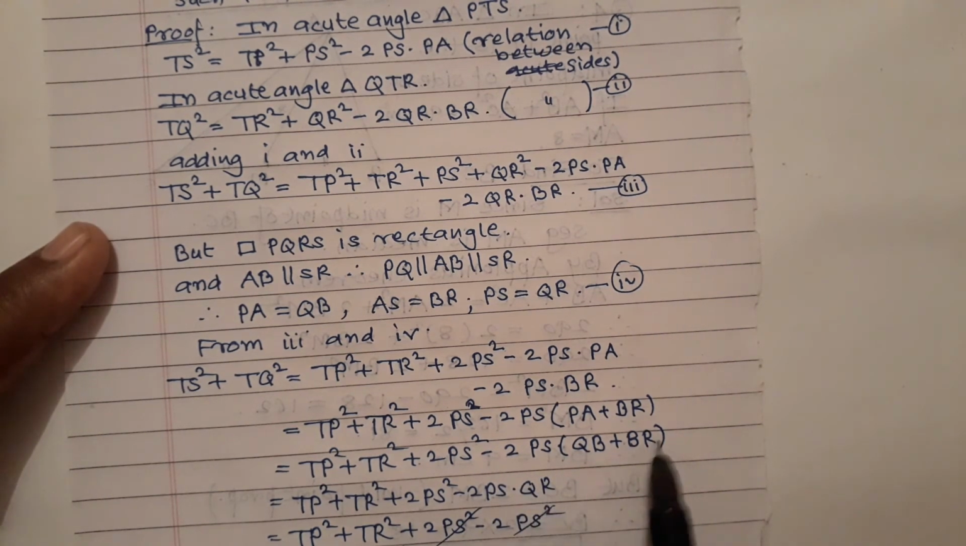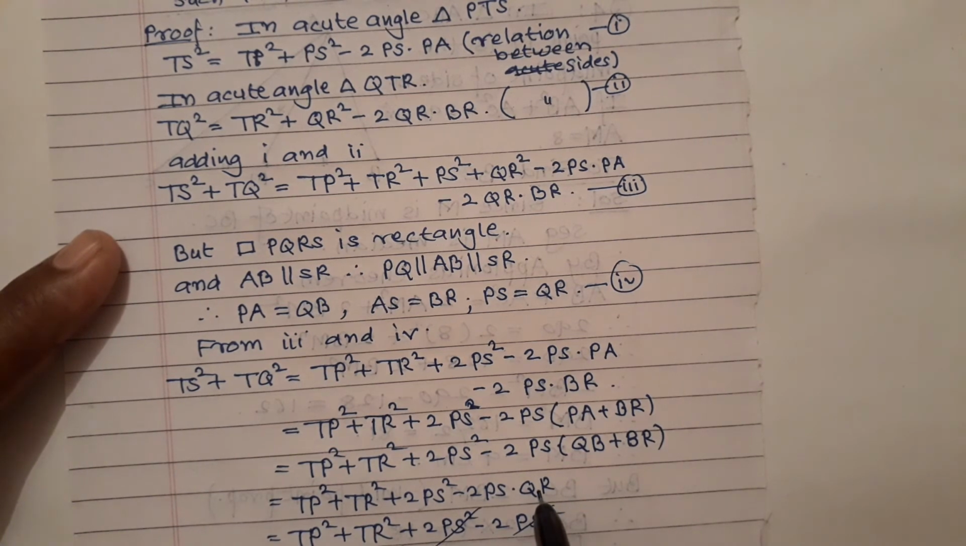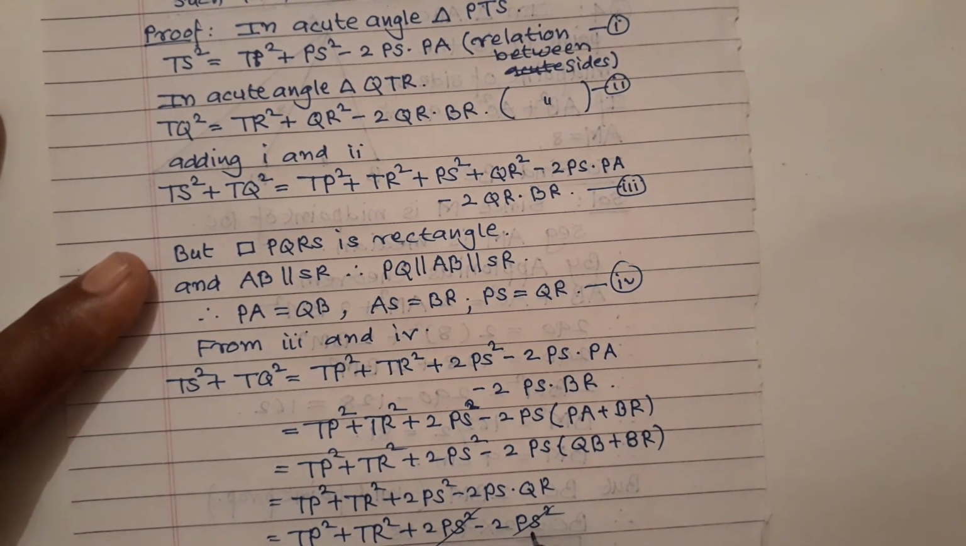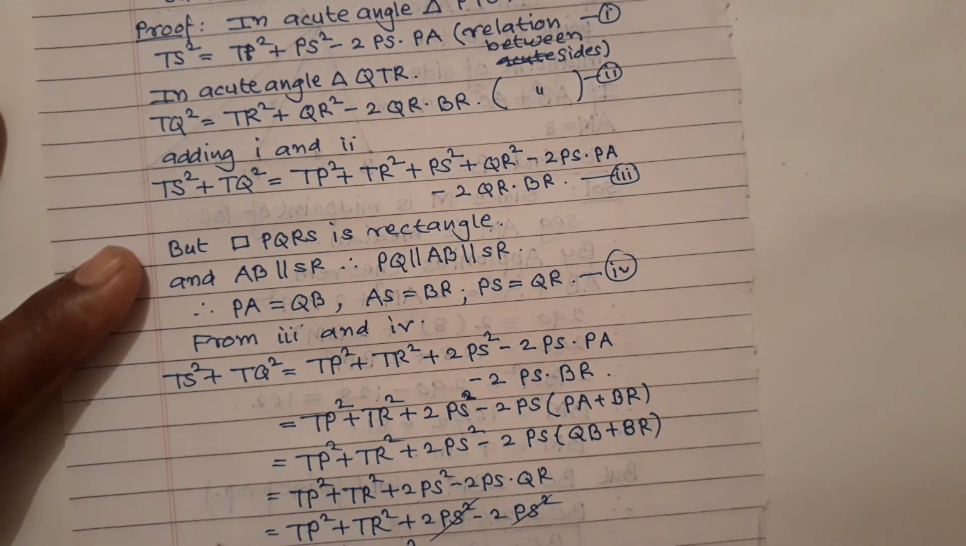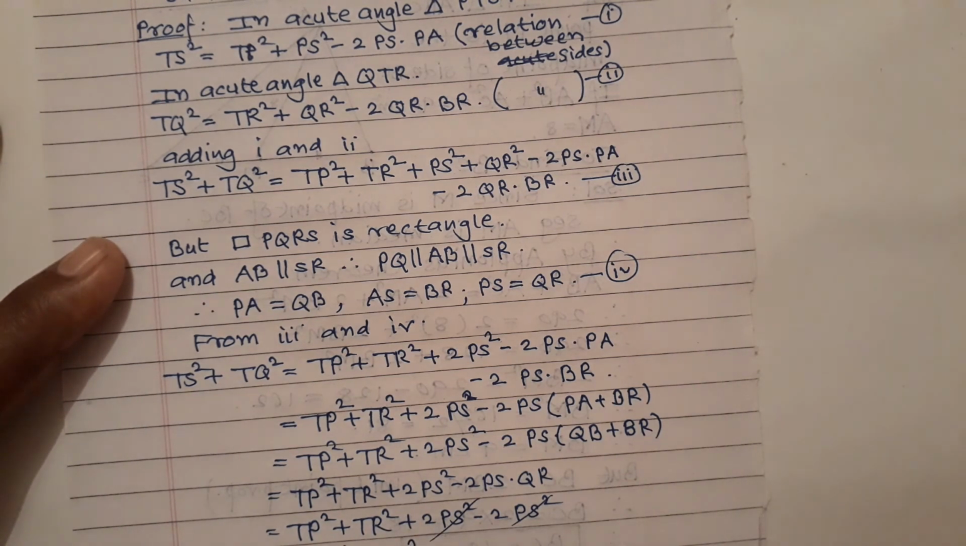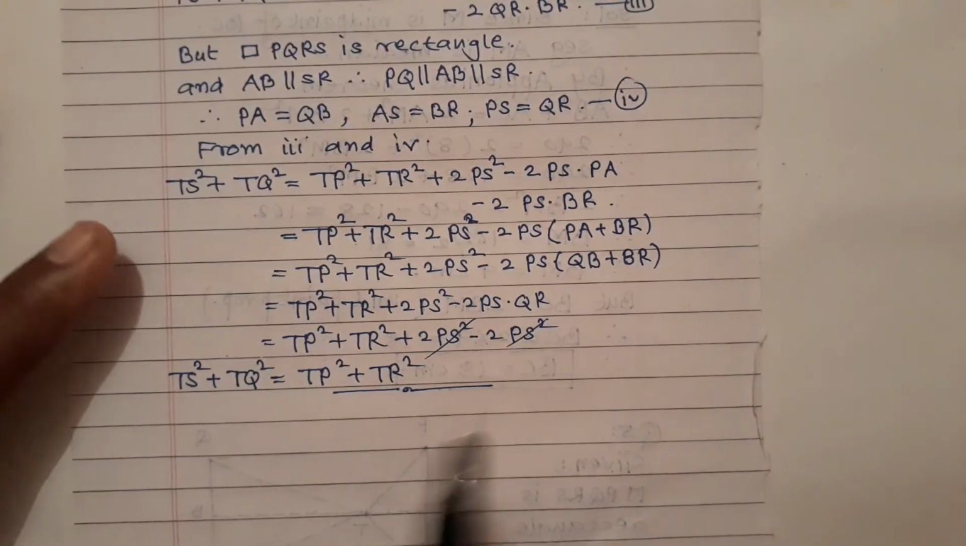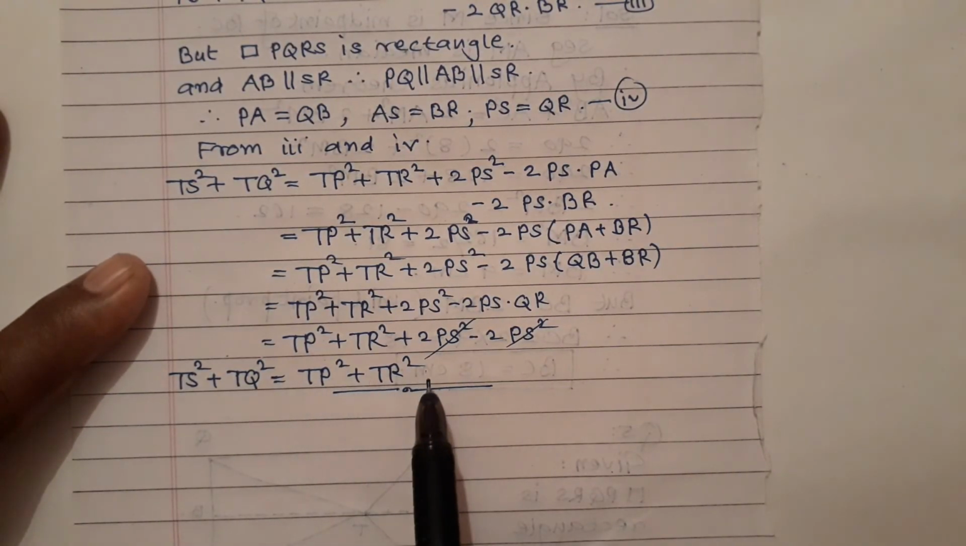So it is equal to TP square plus TR square plus 2PS square minus 2PS, and QB plus BR is equal to QR, and again for this QR you substitute PS. So TS square plus TQ square is equal to TP square plus TR square plus 2PS square minus 2PS square, so plus and minus get cancelled, and only TP square plus TR square is there. Therefore TS square plus TQ square is equal to TP square plus TR square.